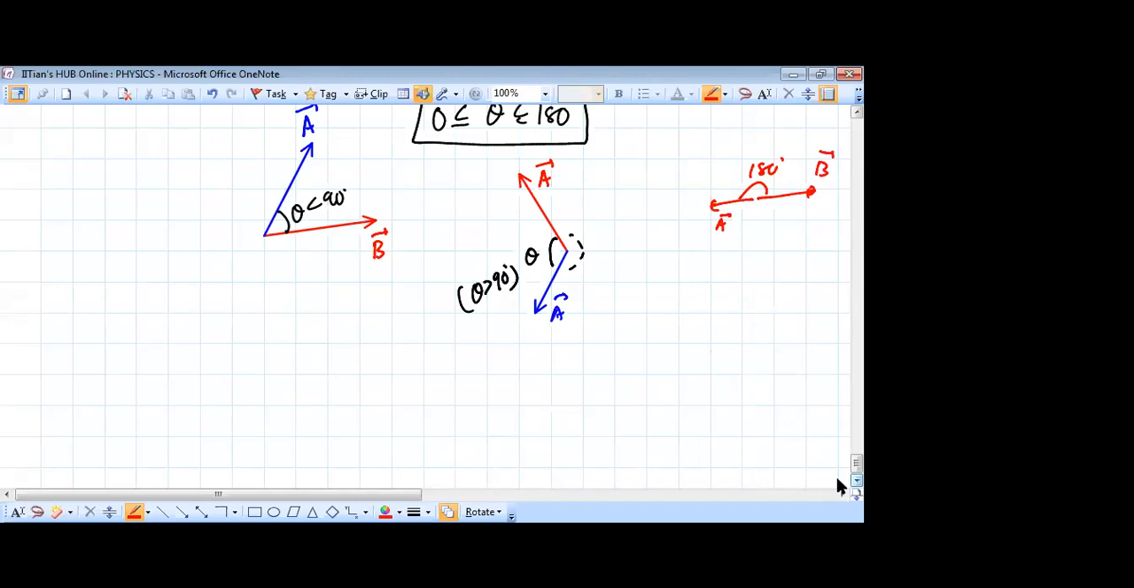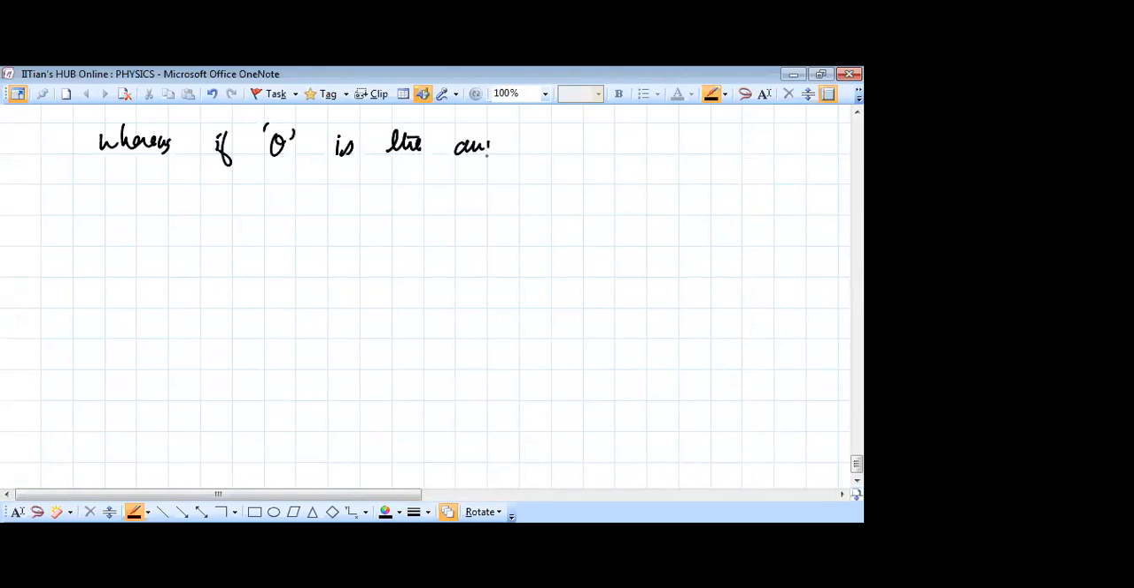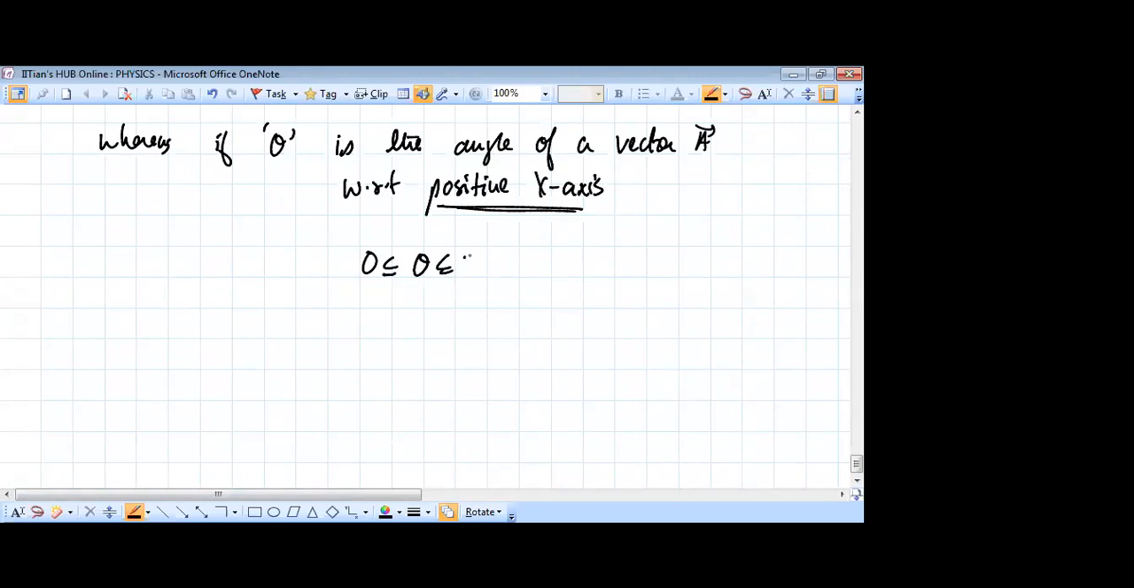Whereas when theta is the angle of a vector in the Cartesian system, with respect to the positive x-axis, in this case, what is happening? Theta's range is between 0 and 360 degrees. Or you can also say that theta's range is between minus 180 degrees and plus 180 degrees. It depends on how you're expressing it.